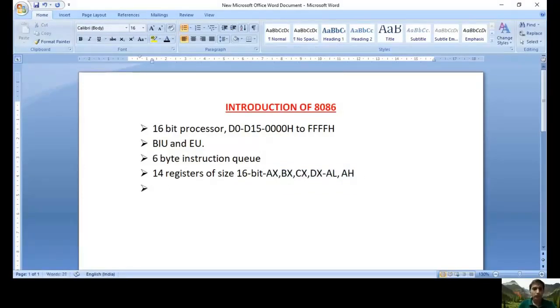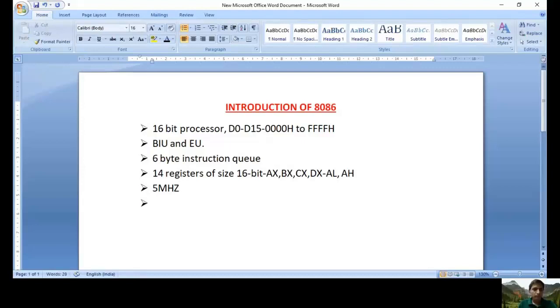Then again, 8086 has a clock frequency of 5 megahertz. So what is the meaning of clock frequency? It indicates the rate of execution of each instruction. For example, for a frequency of 5 megahertz, the time period is 1 by 5 megahertz. So that much time, maybe microseconds, it will take to execute each instruction. So that gives the speed of execution. So the clock frequency is 5 megahertz.